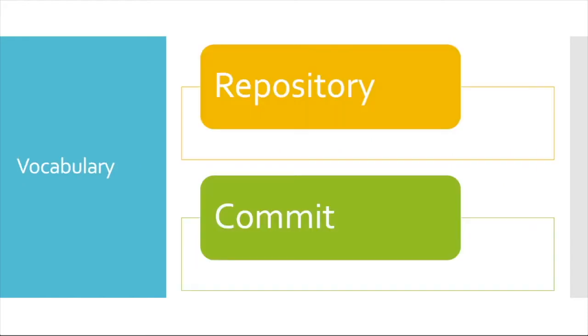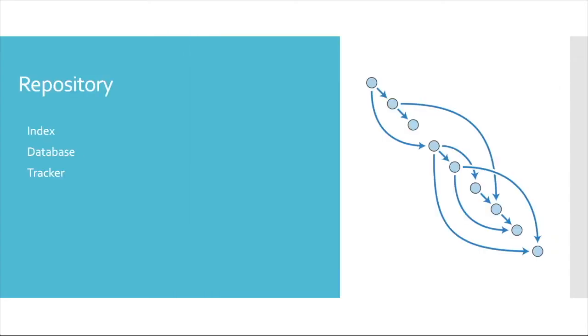Let's step back and flesh out some of the vocabulary words I've been using, like repository and commit. So a repository is an index tracker of changes made within a project. The repo contains an index and a database. This database is a directed acyclic graph. That's a data structure for all you computer science graph theory type people. The repo keeps track of the objects stored in the database.